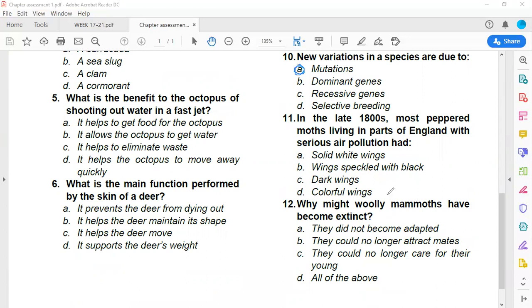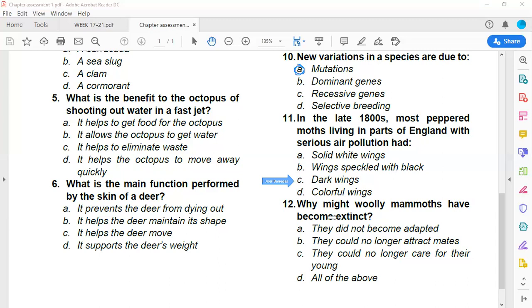All right, number 11. In the late 1800s, most peppered moths living in parts of England with serious air pollution had: letter A, solid white wings; letter B, wings speckled with black; letter C, dark wings; letter D, colorful wings. The answer is letter B, which is, I'm sorry, it's not letter B, it's letter C, dark wings. All right. So it's going to be, hold on, give me 1 second. It's going to be letter C, dark wings.